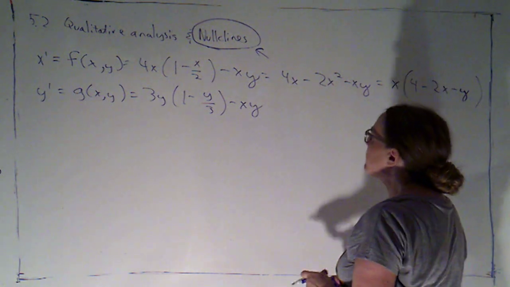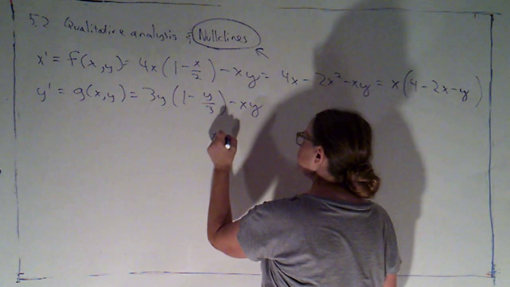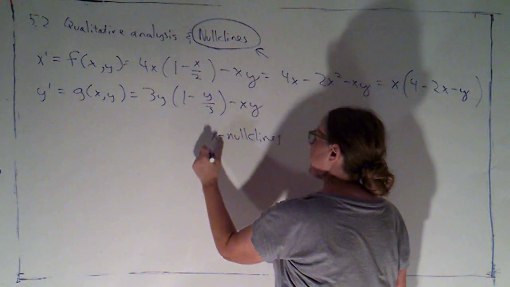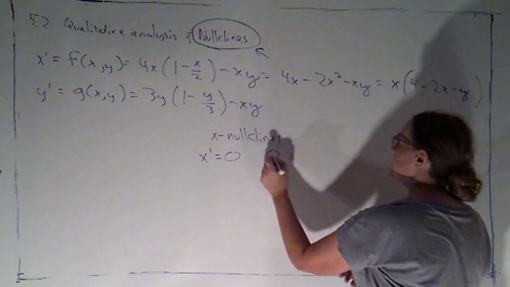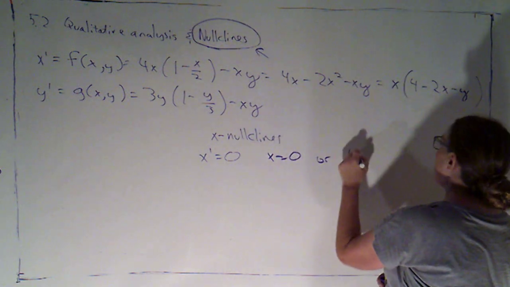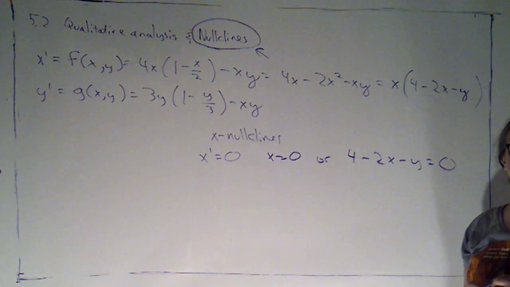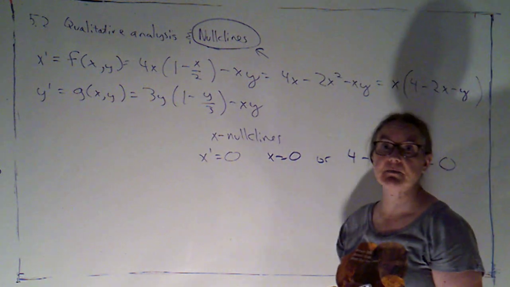So if I were to look at my x-nullclines, that just means that x prime is going to be 0. So one of these two things will be 0. So either x equals 0 or 4 minus 2x minus y equals 0. And I'm going to draw in those lines in my phase plane.